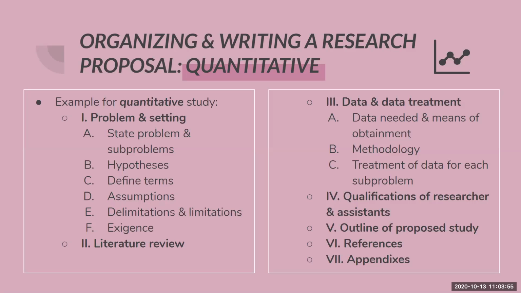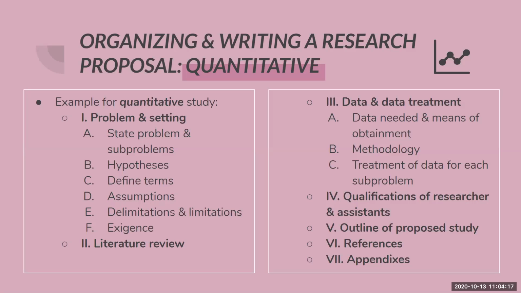It should first include the problem and setting. This would include A, stating the problem and subproblems. So every research project should have a main issue, that's the overarching problem with the thing that you're studying, and then you would have subproblems under this, which would add depth to your study.